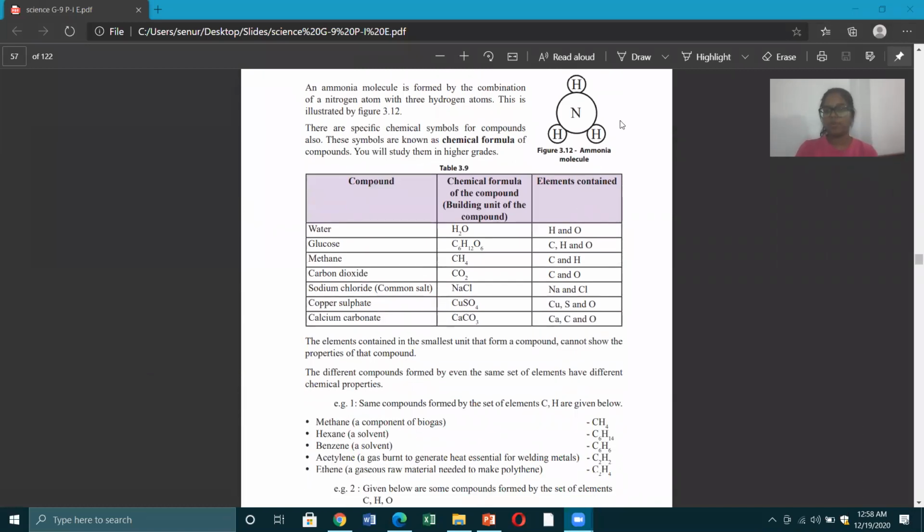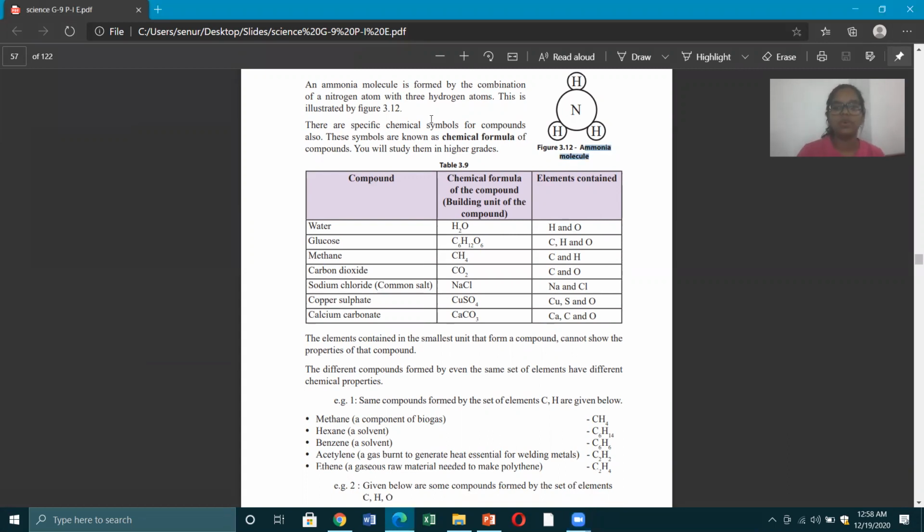So this is the ammonia molecule. It has 1 nitrogen atom and 3 H atoms. 1 nitrogen atom, 3 H atoms, NH3. Okay. So now there are specific chemical symbols for compounds also. So we learned the chemical symbols for the elements, and likewise, children, there are specific, unique symbols for the compounds as well. Okay. So you call it chemical formula.